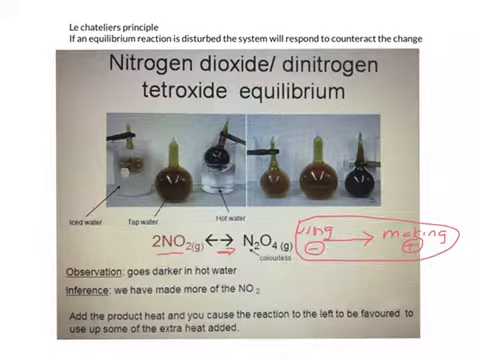So our observation was that when we put these sealed tubes into different water baths, they did change colour. Here is our colour in just tap water, and it got very much darker in the hot water, and it lightened in the ice bath. So we've just written down the first observation, that it goes darker in the hot water, and the inference would be that you must have made more of the darker stuff, which is the NO2, meaning you've actually gone this way. You've made more of the dark stuff.